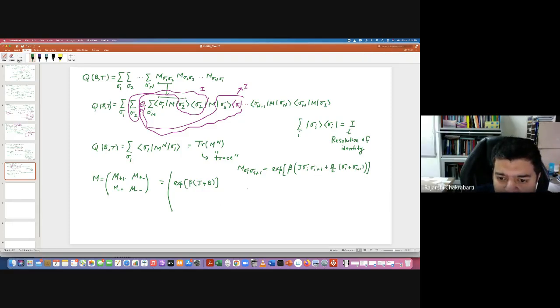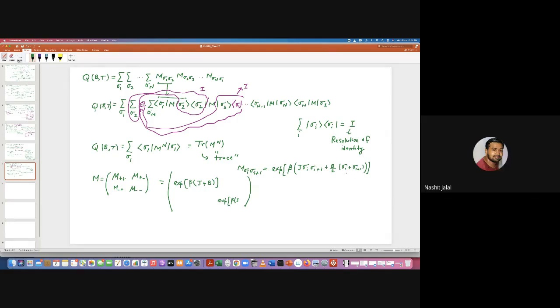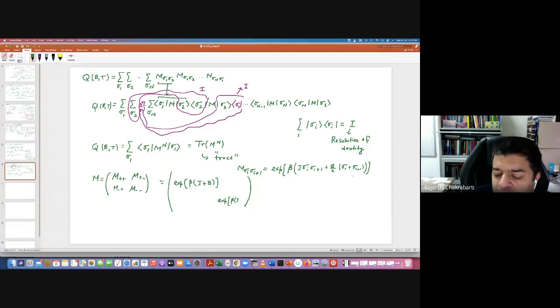What will be this one term? This one, minus minus, is going to be exponential of beta J, because both are minus, so minus 1 into minus 1 is plus 1. But this one will become what? Tell me. Minus B. Why minus B? Because minus 1 into minus is minus B.